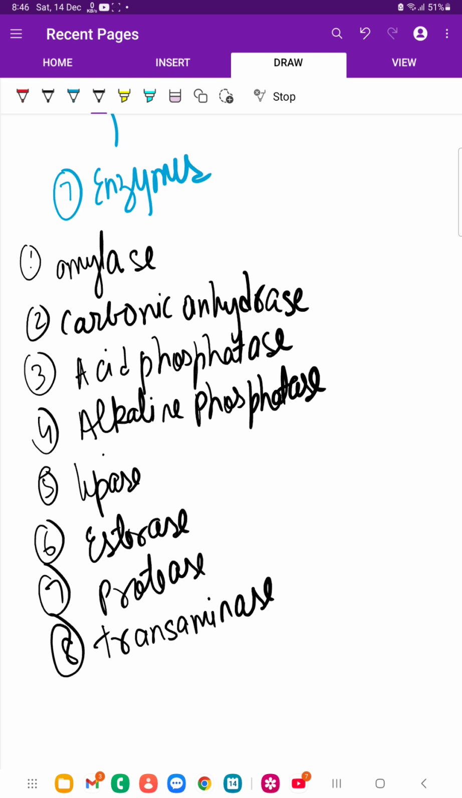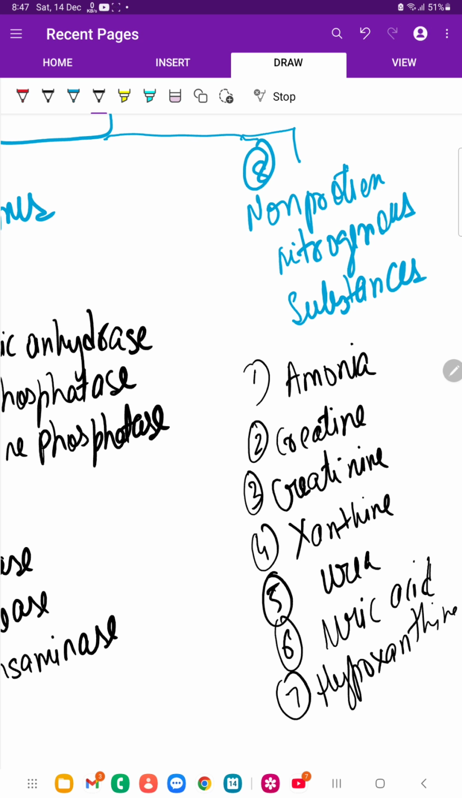Then lastly we have non-protein nitrogenous substances, in which we have ammonia, creatine, creatinine, xanthine, urea, uric acid and hypoxanthine.